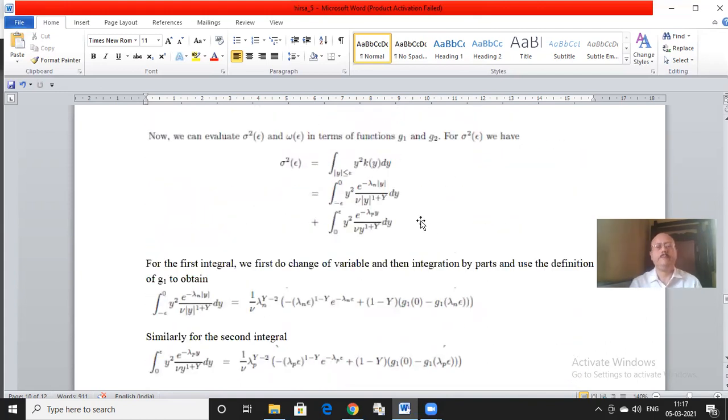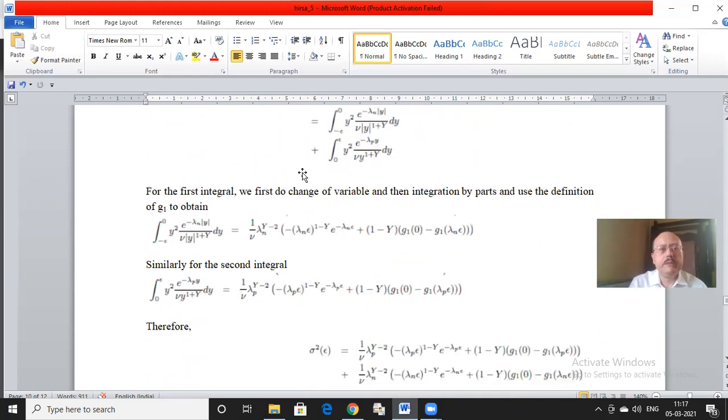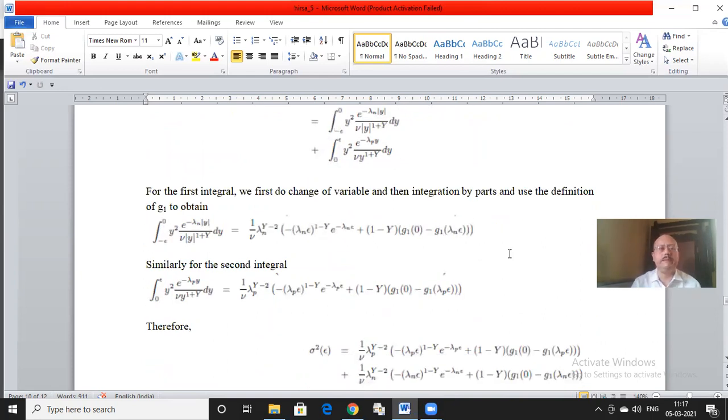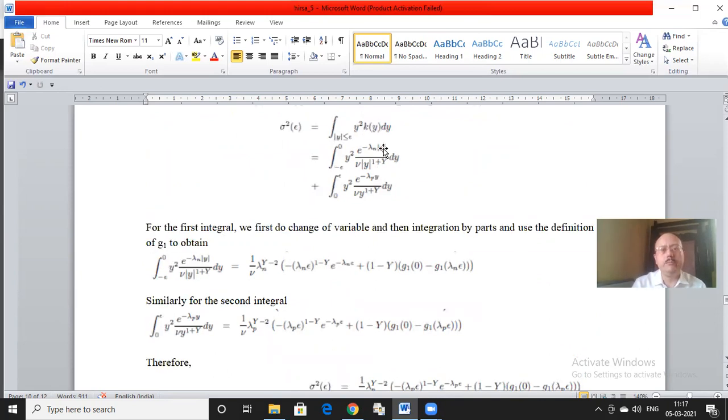Yes, sorry. So the positive and the negative part. For the first integral, for the negative part, we will do a change of variable and integration by parts, etc. But you see, this form is very similar to our G2 function forms, G1, G2 function forms. This is G1 actually. So this y squared times ky dy can be written as this, where the integral inside is actually G1 at 0 minus G1 at lambda n epsilon, 0 and minus epsilon.